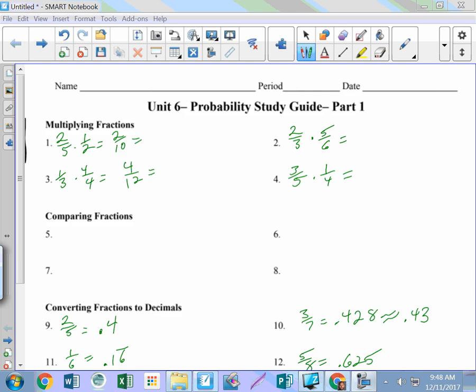Right. Unit 6 probability study guide. Let's get some answers. When we multiply fractions, we multiply straight across. So that's 2 times 1 is 2. 5 times 2 is 10. If we reduce that, that is 1/5.